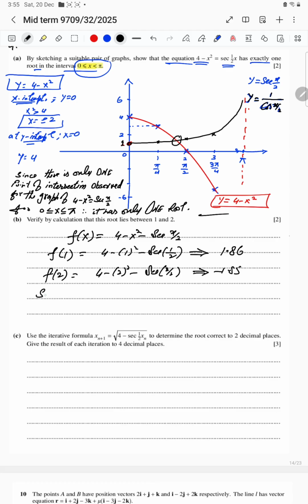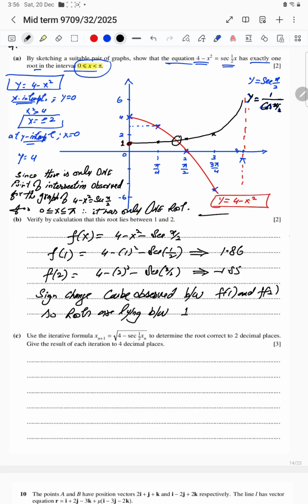Okay, sign change can be observed between f of 1 and f of 2. So roots are lying between 1 and 2. That's the answer statement. I hope it is clear.